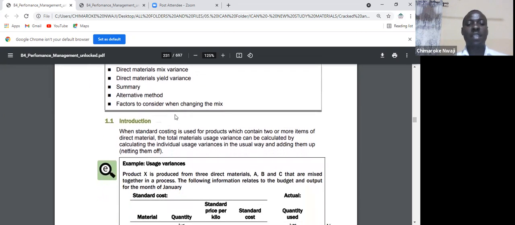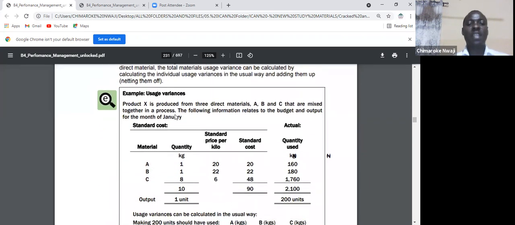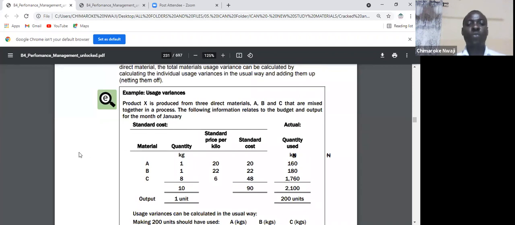So it means that if, for example, product X is produced from 3 direct materials, and the materials are material A, material B, and material C, and they are mixed together in a process, they have a particular mix, a kind of formula mix. The following information relates to the budget and output for January. So let's see this example here.